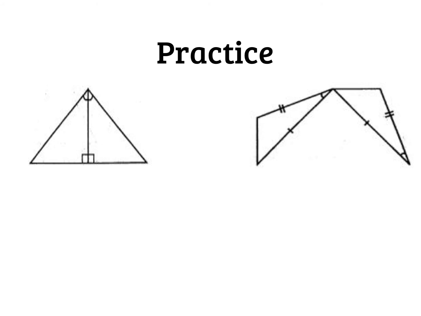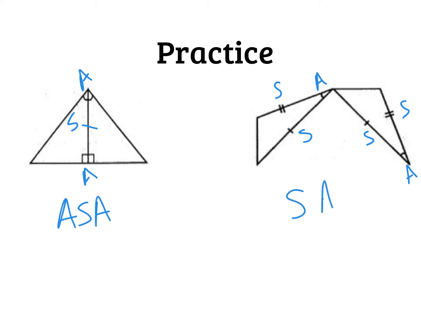Here, because they're touching back to back, I'm going to put a marking there. Notice how I have an angle, a side, and an angle. Therefore, this one is called angle, side, angle. Over here, I have a side, an angle, and a side. Side, angle, side. Notice how the angle is between the two sides. So it's called side, angle, side. Again, the order is important.